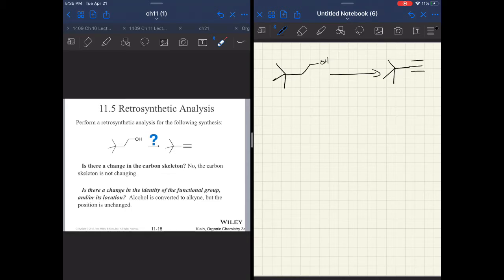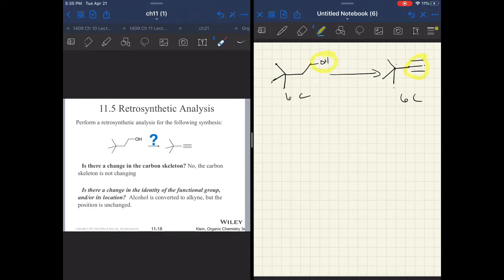Now, is there a change in the carbon skeleton? No. We have 1, 2, 3, 4, 5, 6. And in the end, we have 1, 2, 3, 4, 5, and 6. Okay. Is the functional group changing or moving? Yes. It's not necessarily moving, but we are going from an alcohol to an alkyne.